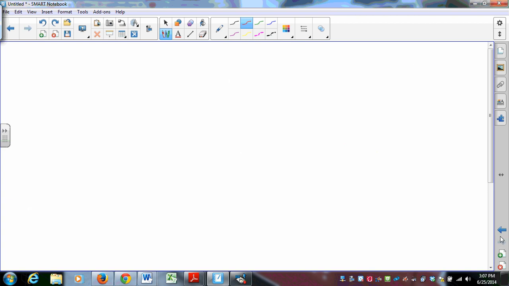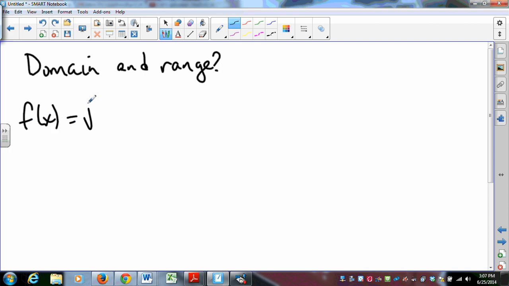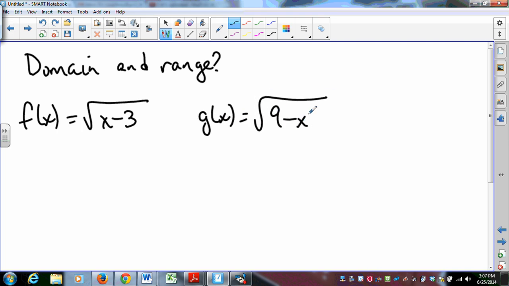What you should know how to do when we gather is what the domain and range is for f of x is radical x minus 3, and g of x is radical 9 minus x squared. Careful what that looks like. And h of x is 1 over x minus 2. And you might need a picture and you might not for that. You just want to think about what values of x can be substituted and what values of y could conceivably come out.